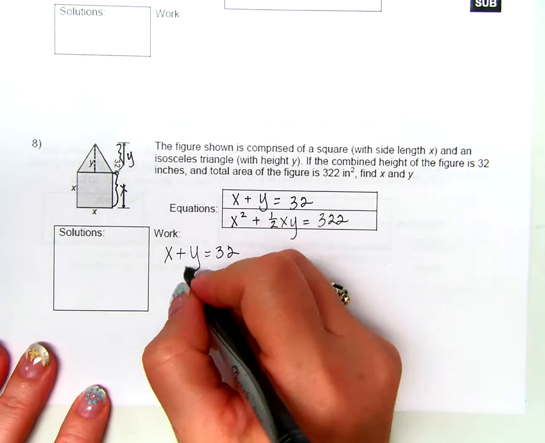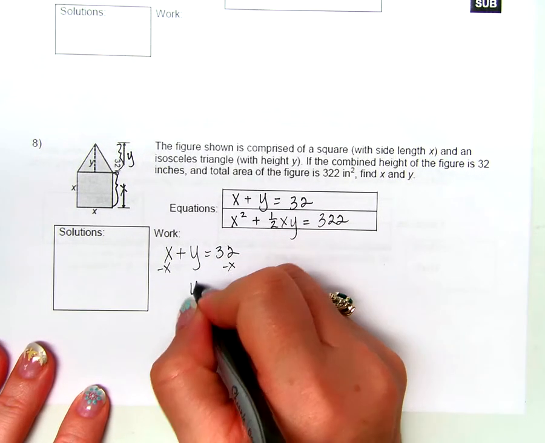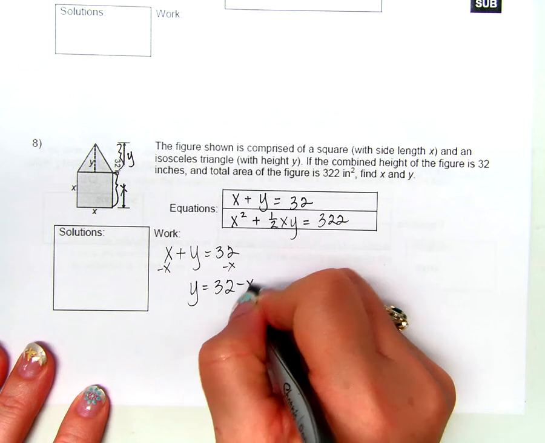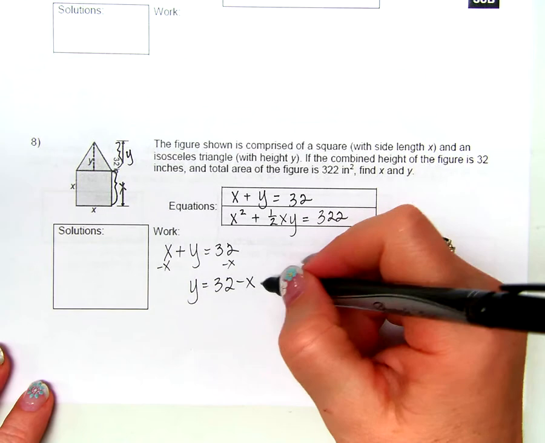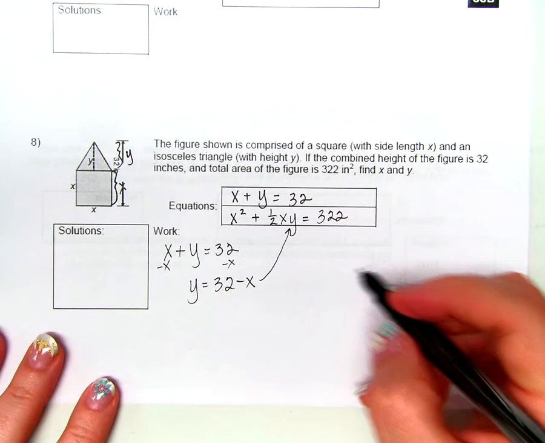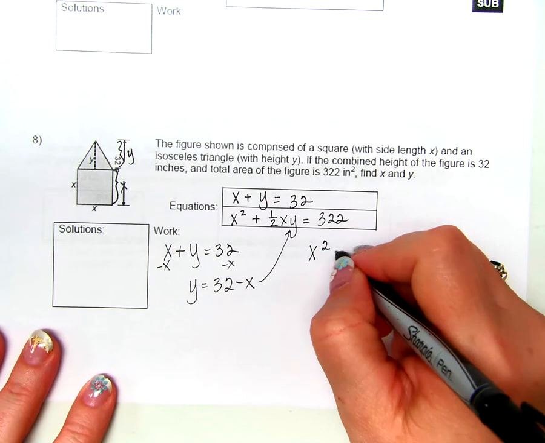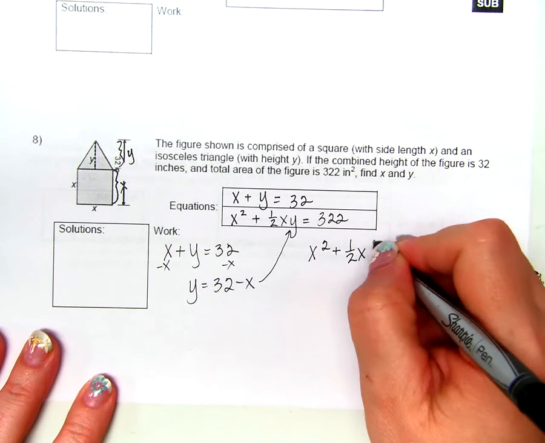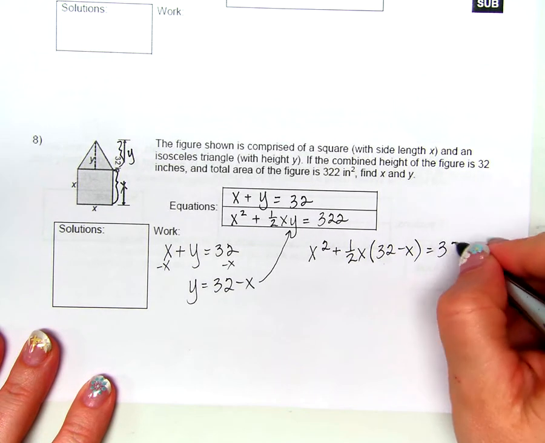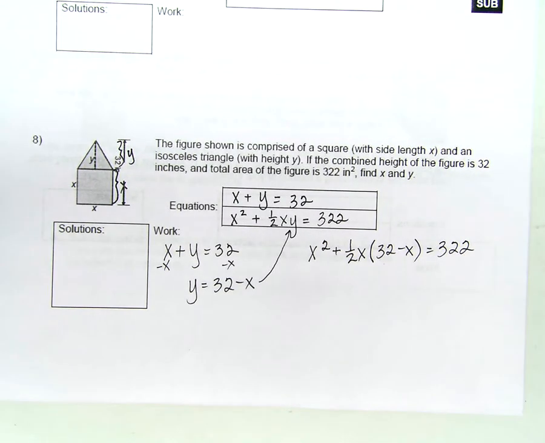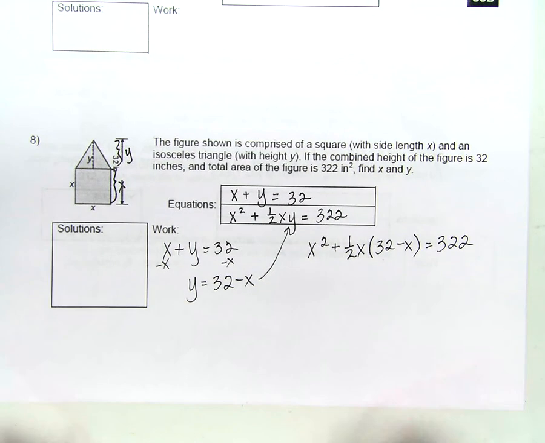what I end up with is subtracting x from both sides. I get y equals 32 minus x. Yes? So what do I do with that information? So right there, right? So I say x squared plus 1/2 x times 32 minus x equals 322. Now what?